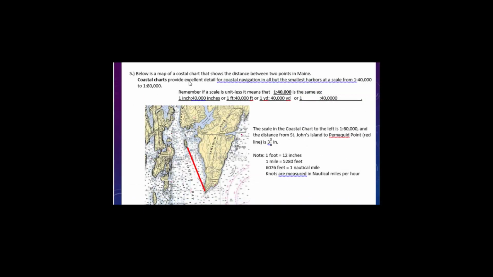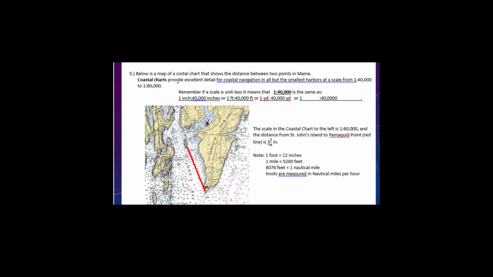So below is a map of a coastal chart that shows the distance between 2 points in Maine. Actually, I live right here, and that's where my voice is actually coming from right now. And this here is St. John's Island, so it's a trek out to right here, which is the Pembroke Point Lighthouse, which is the lighthouse on the 25-cent piece from Maine.